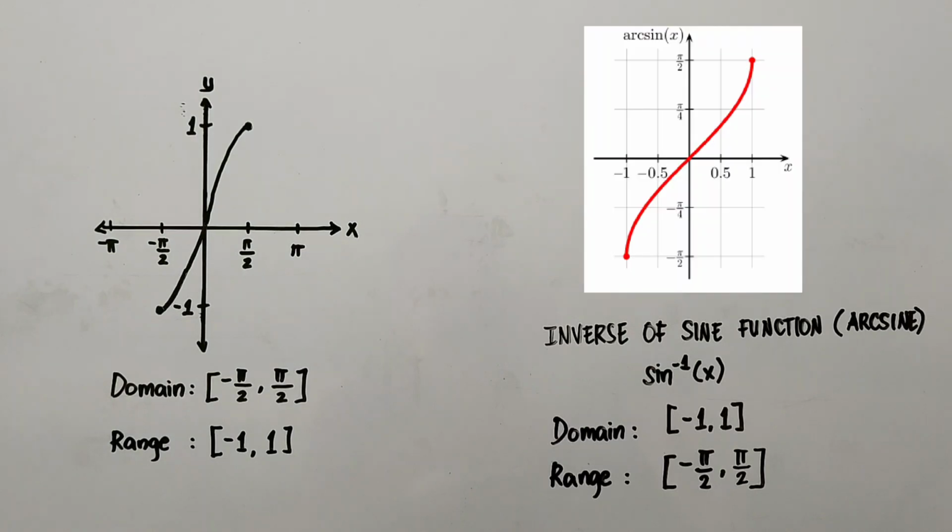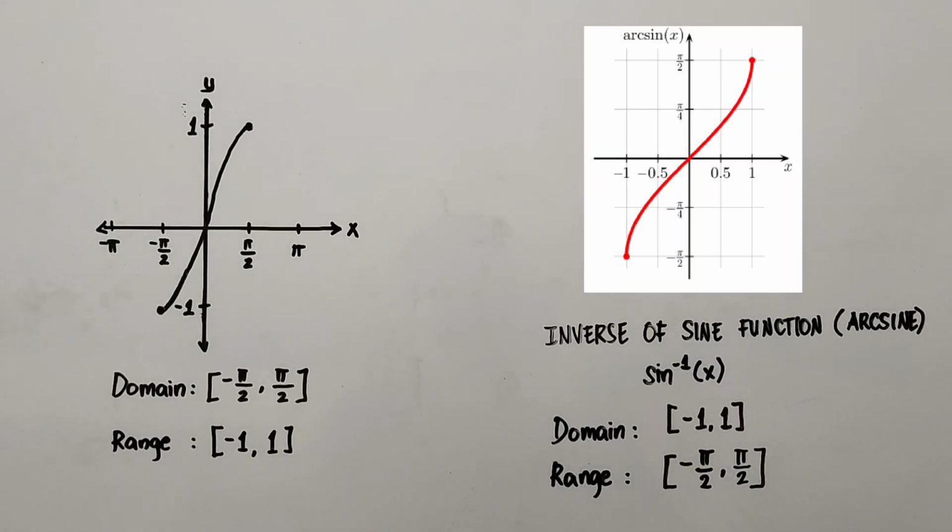On the right is the graph of the inverse of the sine function, or what we call the arc sine. The symbol for the arc sine is this. For the domain, the range of the original function becomes the domain of the inverse. So the domain is the set from negative 1 to 1, and the range is the domain of the original function, the set from negative pi over 2 until pi over 2.